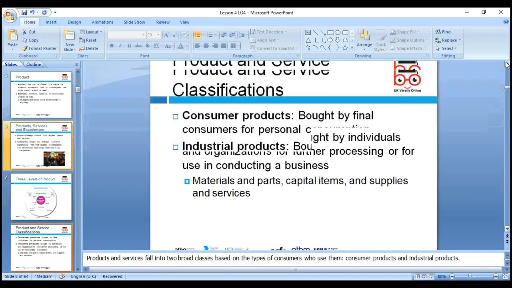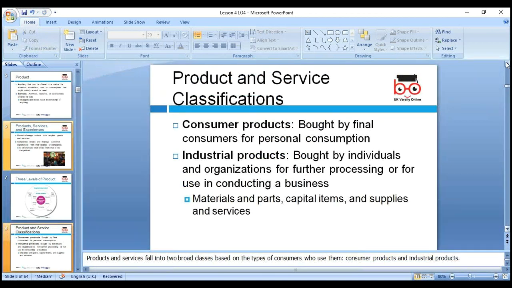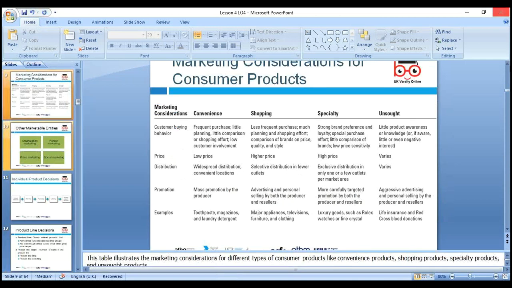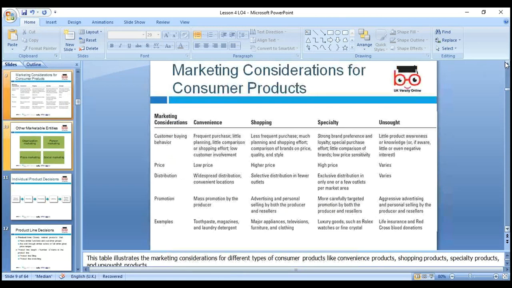And we can divide products into consumer products and industrial products. You need to be well aware that we are dealing with consumer products, and we need to understand who our consumers are. Industrial products are those that industries use, for processing in use, conducting business, materials and parts, and capital items. All this we need to be well aware of.